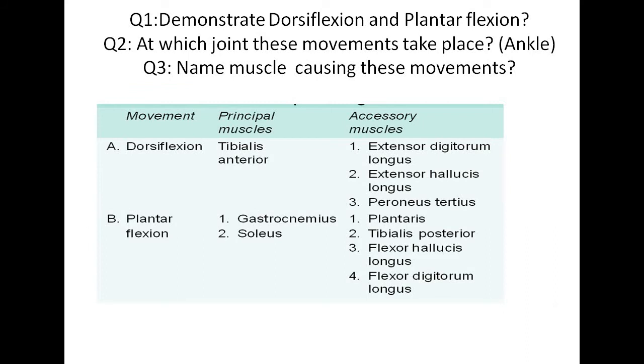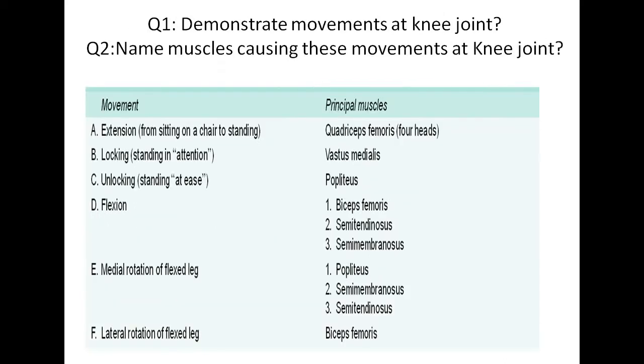Then the next joint movements which are commonly asked are the movements at the ankle joint. The movements taking place are dorsiflexion and plantar flexion. As it is a hinge joint, only two movements take place here. Dorsiflexion is principally caused by tibialis anterior, while plantar flexion is by gastrocnemius and soleus. A question can be asked about demonstration of movements at the knee joint and the muscles causing these movements.